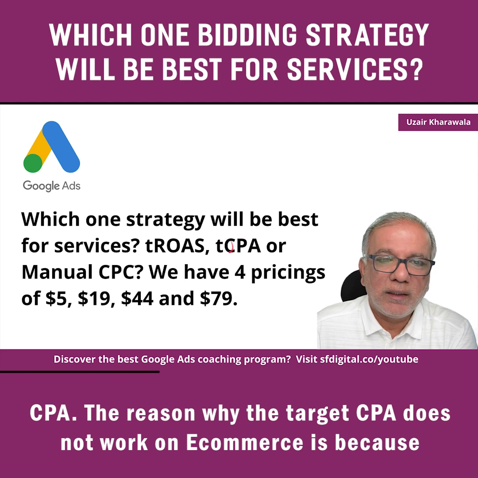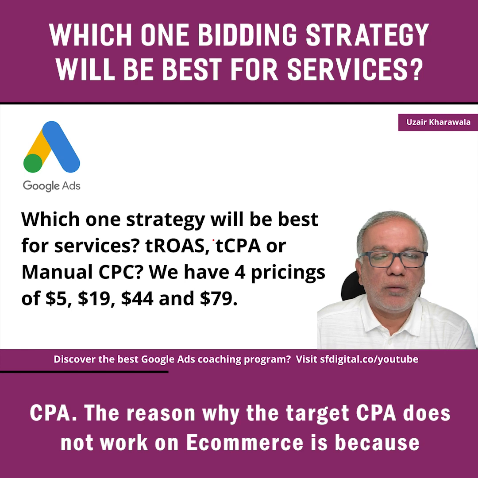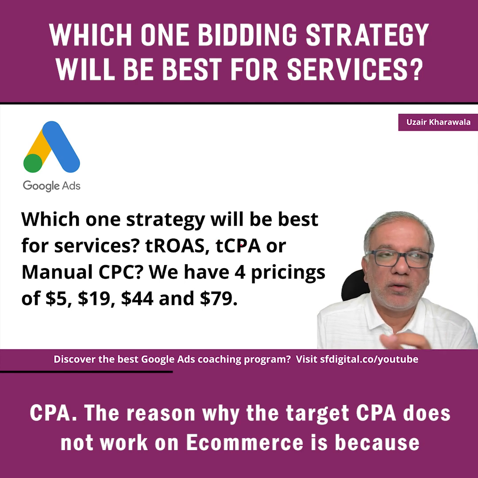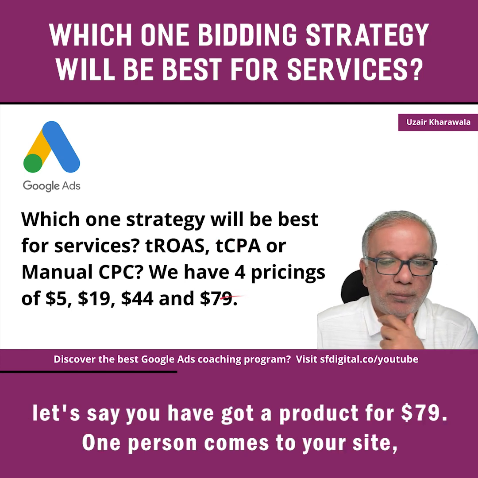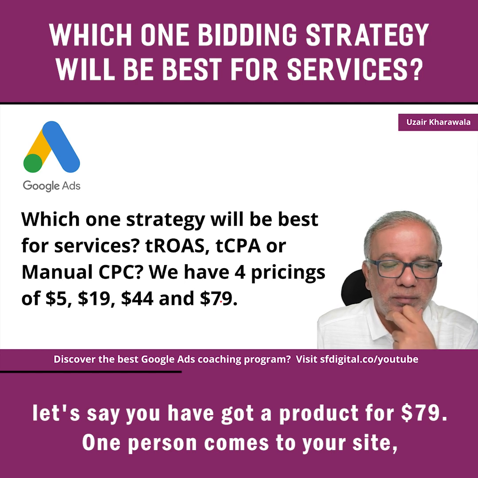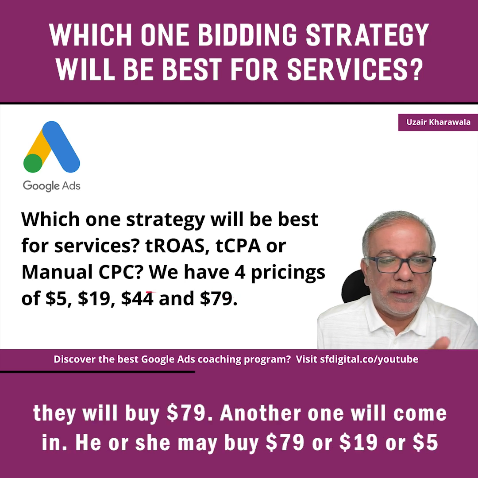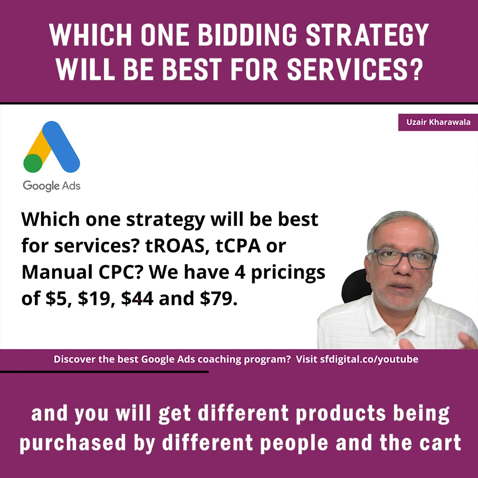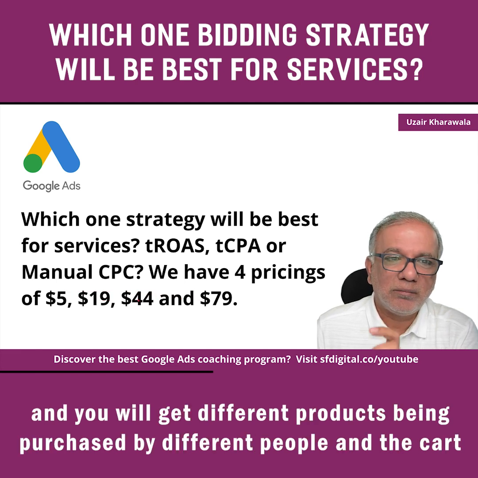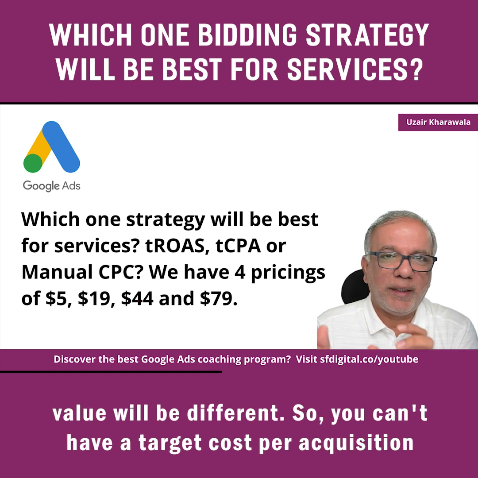The reason why the target CPA does not work on e-commerce is because, let's say you have got a product for $79. One person comes to your site, they will buy $79. Another one will come and he or she may buy 79 or 19 or 5, and you will get different products being purchased by different people, and the cart value will be different.